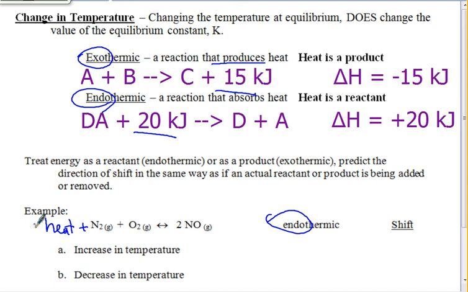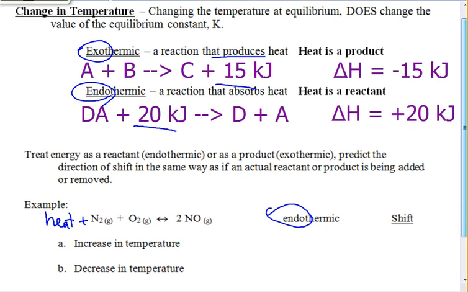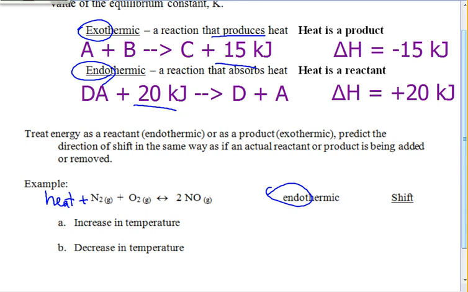Conversely, if it had said it was exothermic, I would have written it on the other side. So boiling water is endothermic. You put heat in, and then the particles you make are carrying that heat afterwards. So if we increase the temperature, that's like putting in more heat, isn't it? So this reaction would shift to the right by adding more heat. Decrease the temperature, it's like you're removing this heat, and then it would shift to the left. To the left, to the right, to the right. All right.